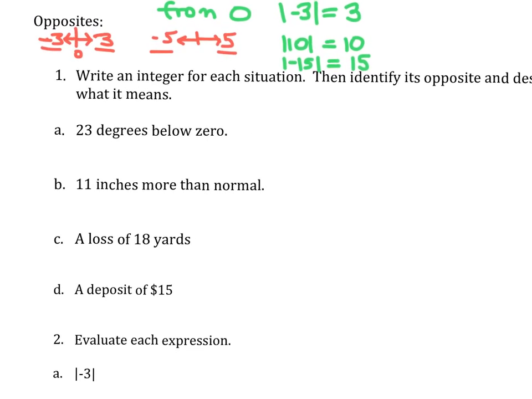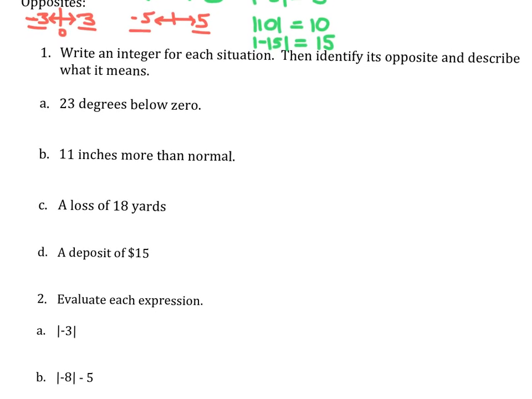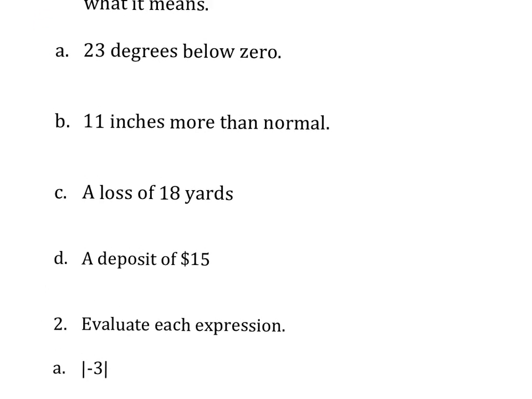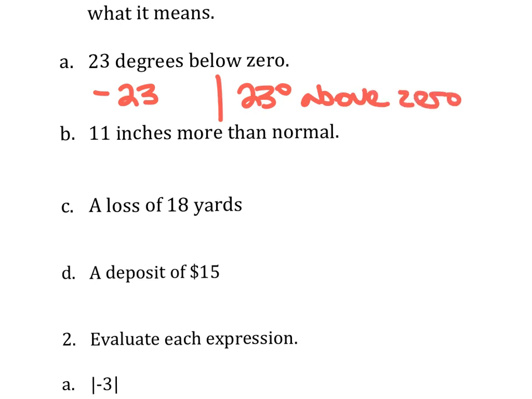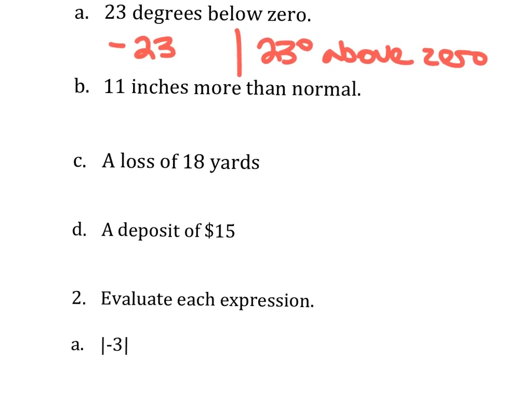Okay, so let's jump into some examples. It says write an integer for each situation, then identify its opposite and describe what it means. 23 degrees below 0. So our integer is going to be -23 because we are 23 degrees below 0. The opposite would be 23 degrees above 0. Letter B, 11 more inches than normal. So normal is going to be our 0. That's where we start. 11 more inches than normal would be positive 11 inches, or just 11 inches. The opposite of that would be negative 11, or 11 inches less than normal.